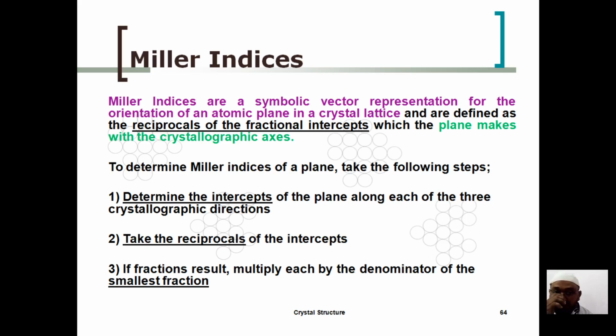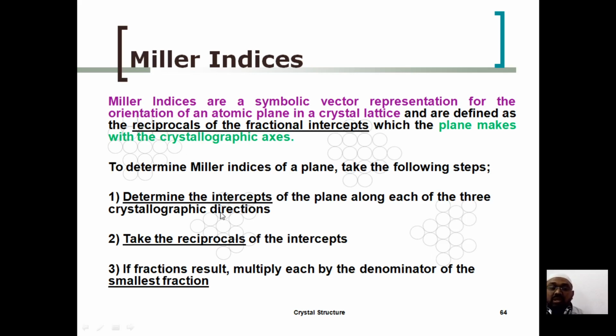This can also be known as the smallest geometrical ratio, which has the same value as the reciprocal of the intercepts with the corresponding crystallographic axes. So how can I know the Miller indices if I know the schematic diagram of the crystal? How do we determine it?